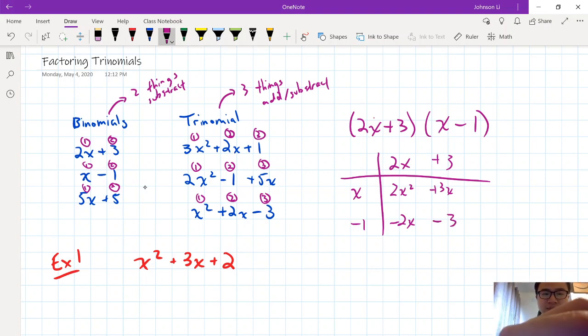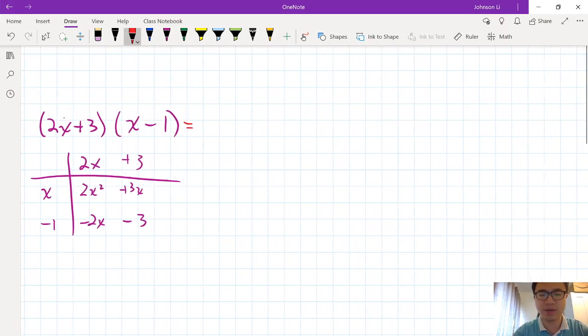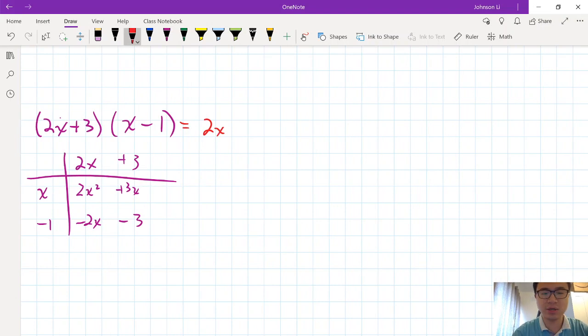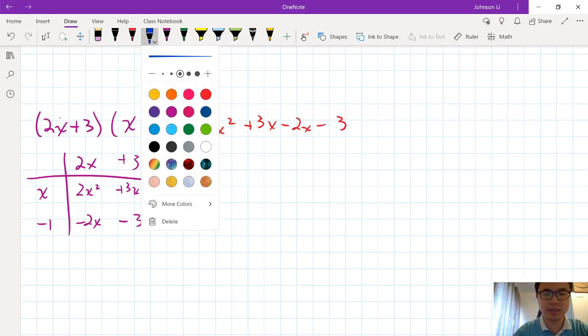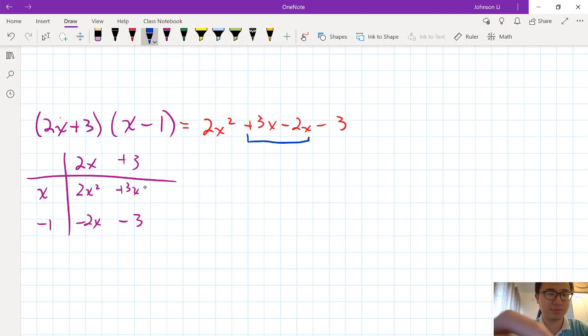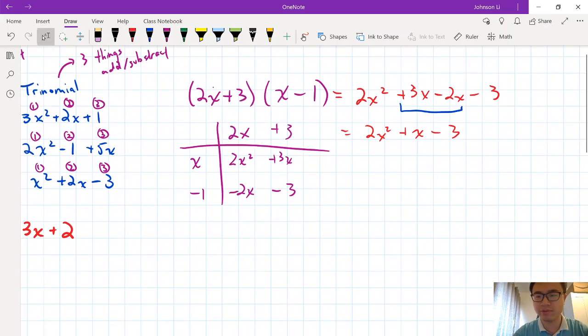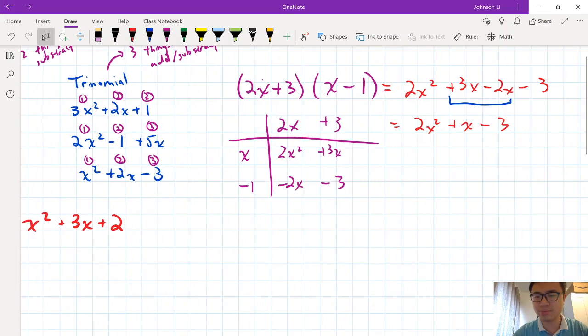And then the final answer would be the product of everything that we have over here. So we copy everything down: 2x squared plus 3x minus 2x minus 3. And don't forget that we also had to collect the like terms in the middle. Plus 3x minus 2x is just a singular x, and voila. So this was from one of our lessons a few weeks ago.